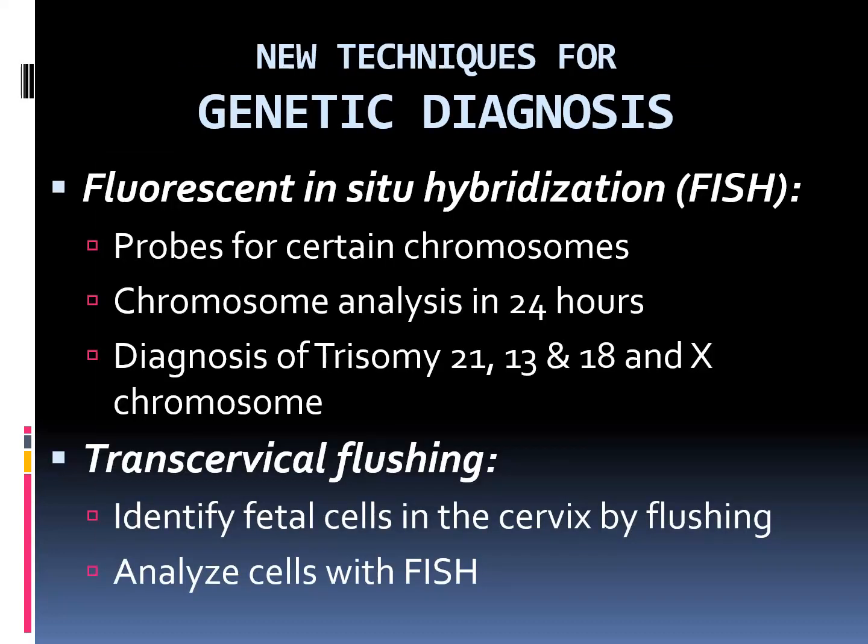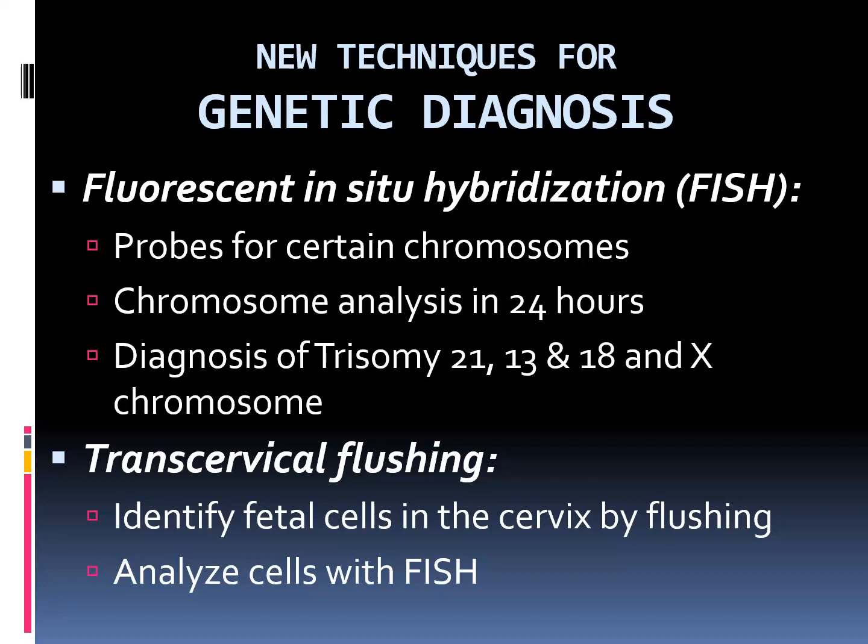Then we have new techniques for genetic diagnosis, like fluorescent in situ hybridization, which is commonly called FISH. We use a special probe for certain chromosomes, and it's useful because we can even diagnose specific genetic diseases or chromosomal aberrations. Diagnosis of trisomies is very easy using this method. However, the only problem is that it is specific for a specific chromosomal aberration, either trisomy 21, 13, or 18, or the X chromosome. So we have a probe for each one of these chromosomes when we go for the FISH technique.